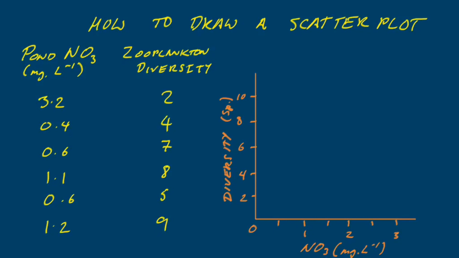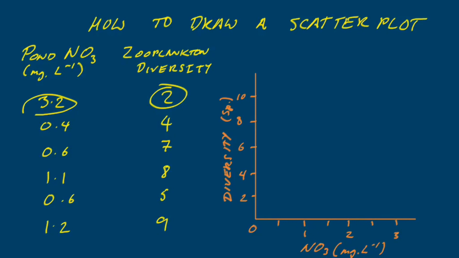In this case, it's likely that nitrate is affecting zooplankton diversity, and it's unlikely that zooplankton diversity will be causing the nitrate content in the pond. So we're going to put the nitrate content on the x-axis, and we're going to put the zooplankton diversity on the y-axis. And then we can start plotting our data points.